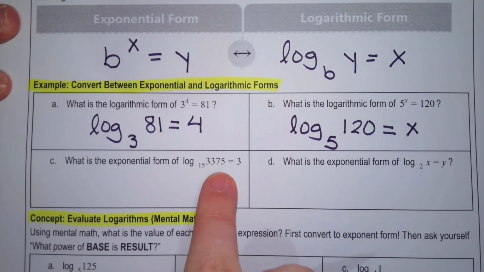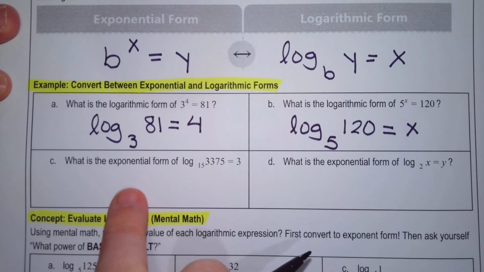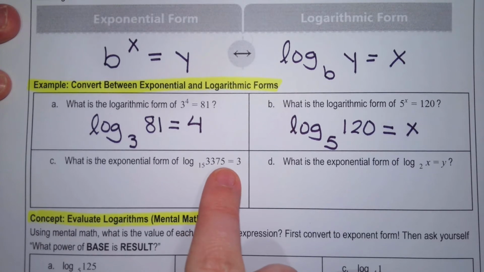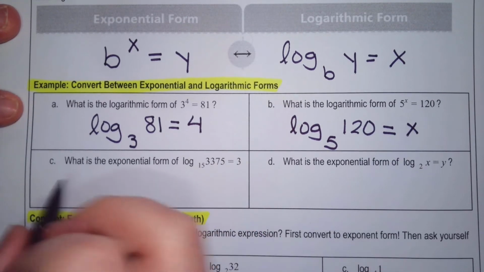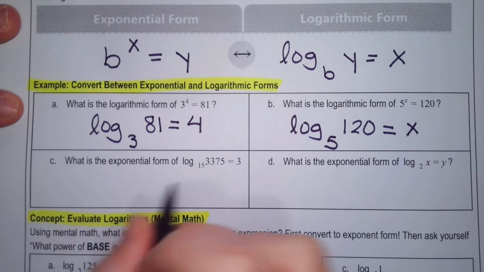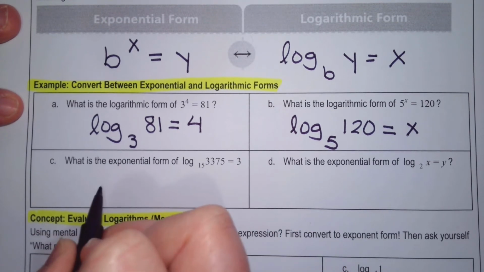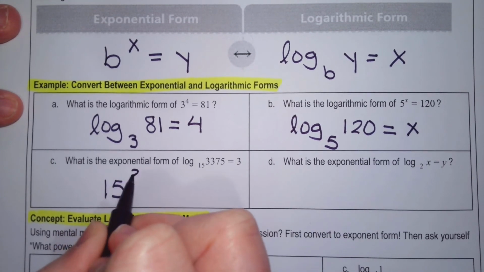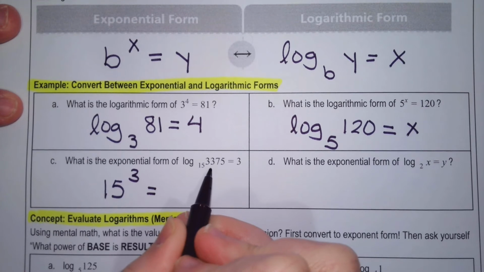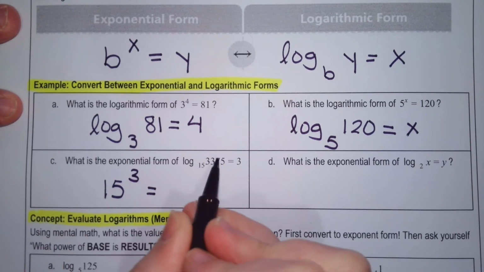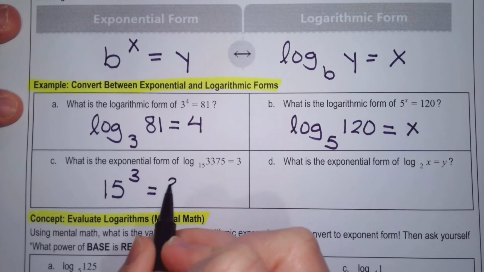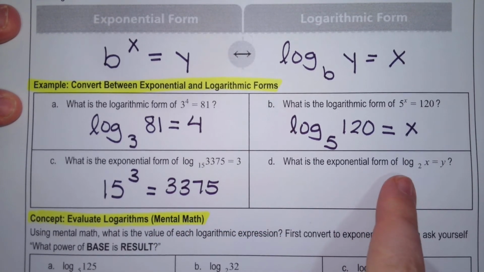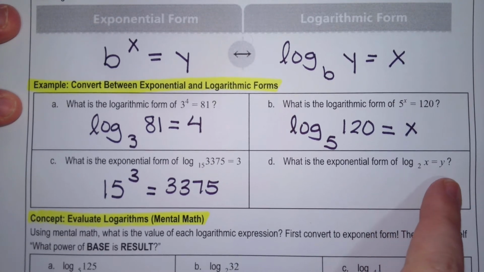Now we're going to go from logarithmic form to exponential. So what is the exponential form of log base 15 of 3,375 is equal to 3? My base is the little number on the log, so 15. My exponent is what the log is equal to, 3. And then it's equal to my "of," 3,375.